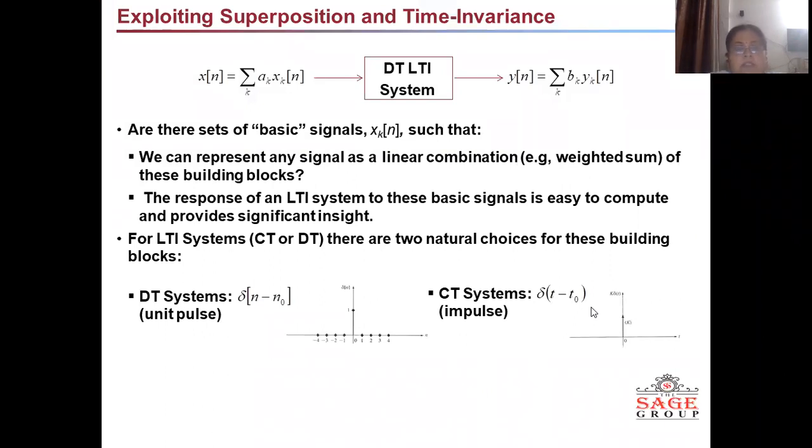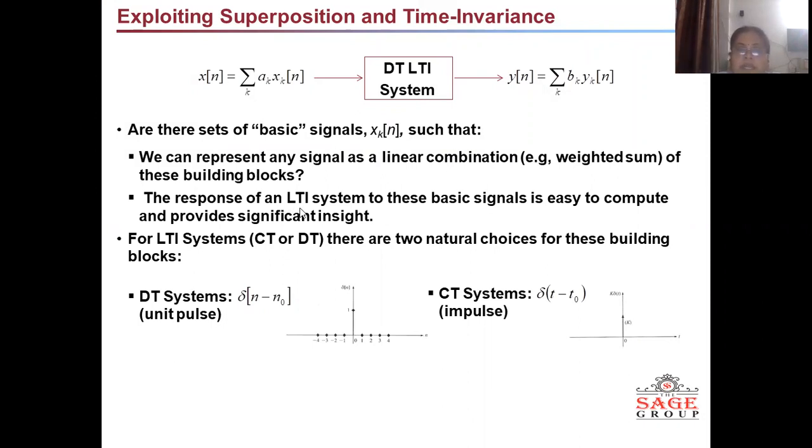First, we'll discuss the superposition and time invariance property. Here, the basic signals in the form of a discrete signal are given to the discrete time linear time invariant system. x[n] represents the input of the system, whereas y[n] represents the output of the system. We can represent any signal as a linear combination, which means that it can be represented in the form of a weighted sum of the inputs.